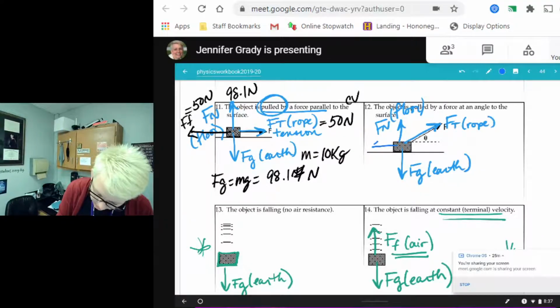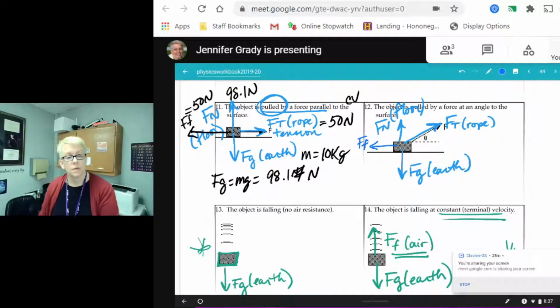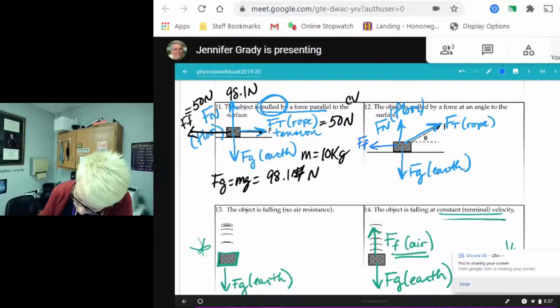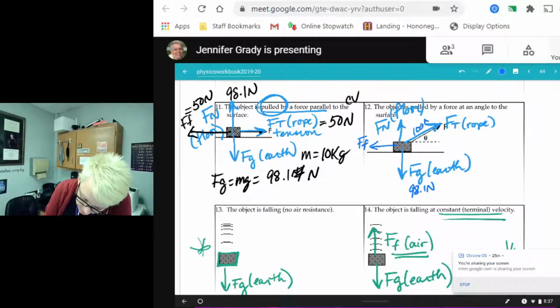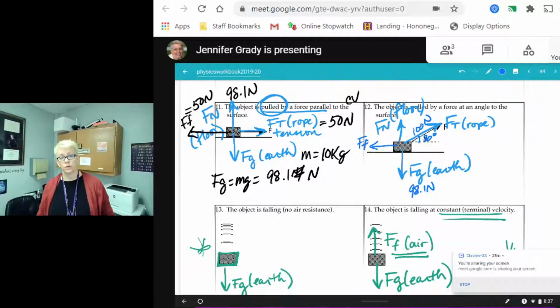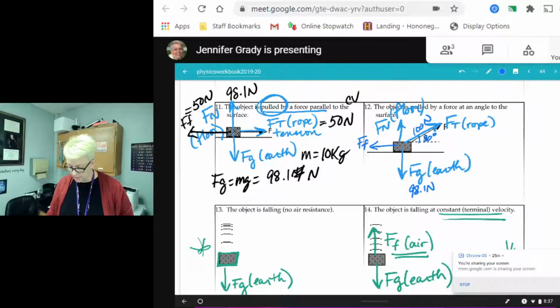I'm going to put friction in here, because why not? All right, so we'll say 98.1 here for this one as well, 98.1. And we're going to say this is 100 newtons, and we'll make it a 30-degree angle. Okay. So let's begin.